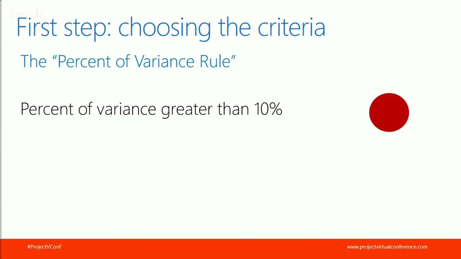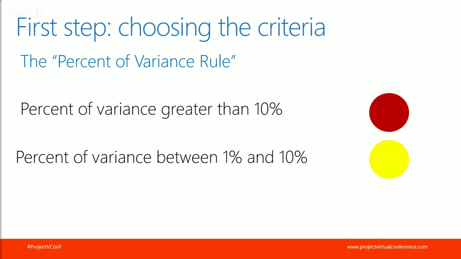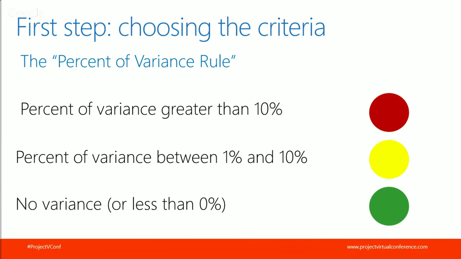If the percent of variance of our tasks is between 1% and 10%, for example, we are going to see the yellow stoplight. And if we do not have any variance at all, or if the variance is less than 0%, which means that we are ahead of time, we would like to see the green indicator.